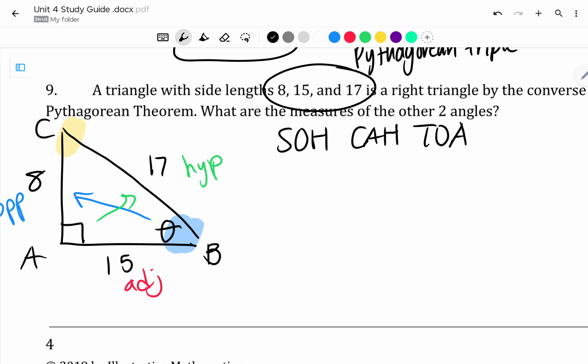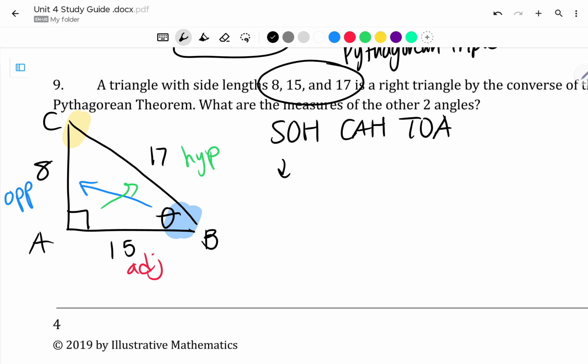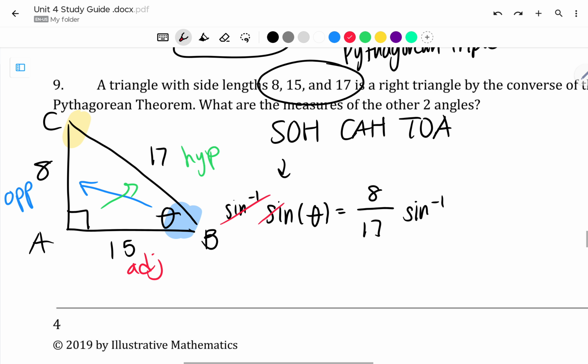So when I think about SOHCAHTOA, it doesn't really matter which one I use. I could use all of them. So which one do you want to use? I'm just going to go sine. Doesn't matter. I'll do sine and you try the other ones, cosine and tangent. Maybe it'll work. Actually, it will work as long as you're doing it correctly. So if I want to use sine, that means sine of theta equals opposite over hypotenuse. So 8 over 17. Remember, all you're really doing is inverse sine on both sides. So that cancels out, that cancels out, and you're left with theta.